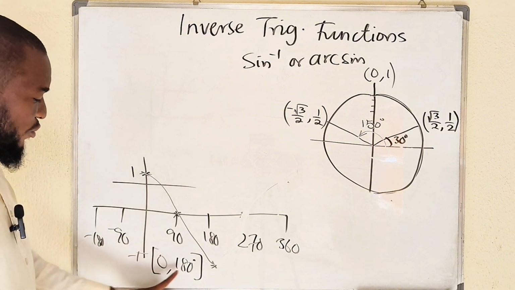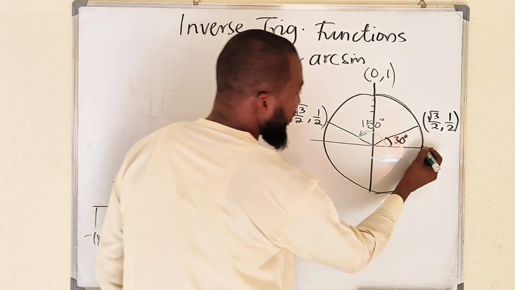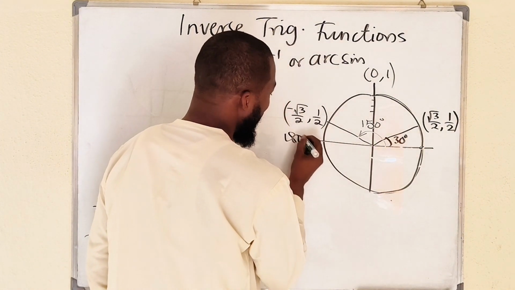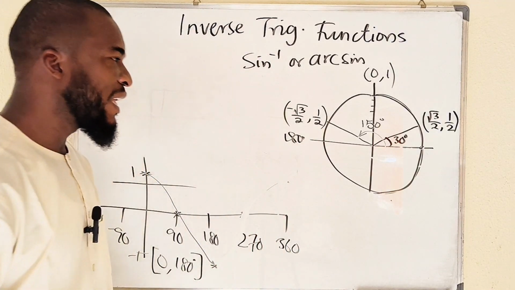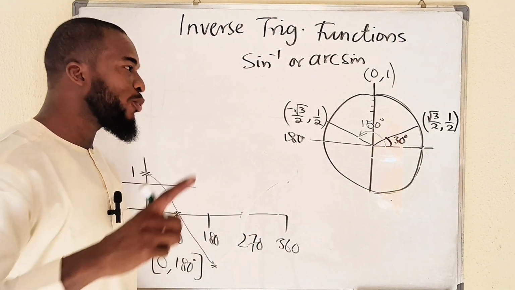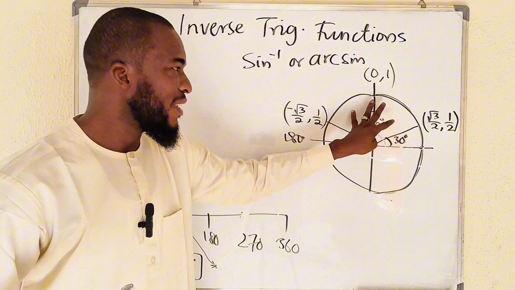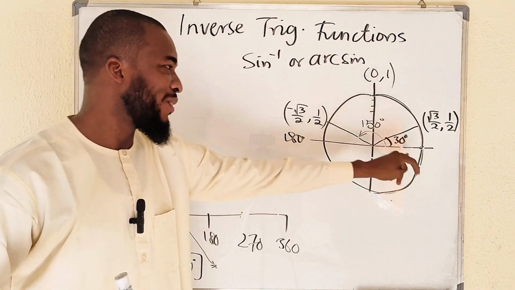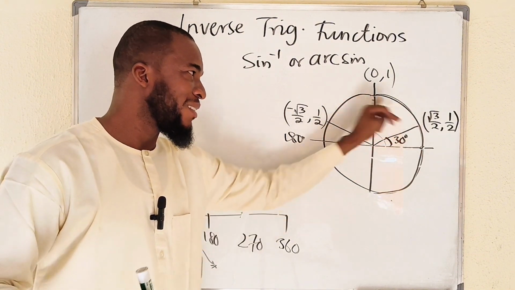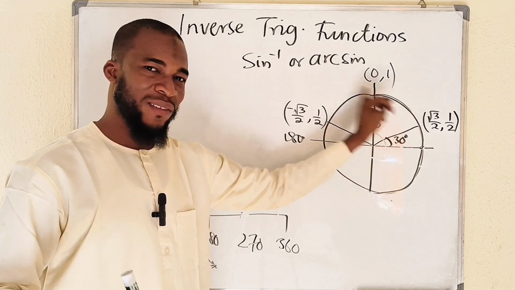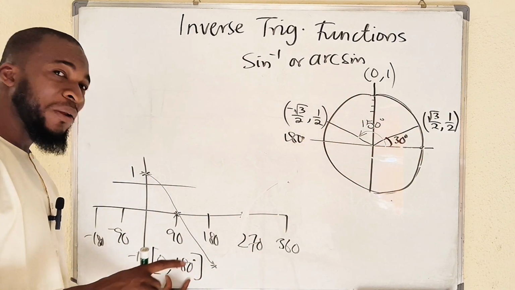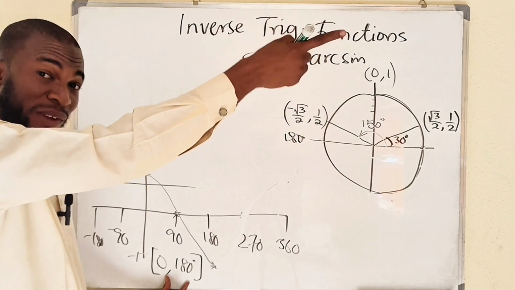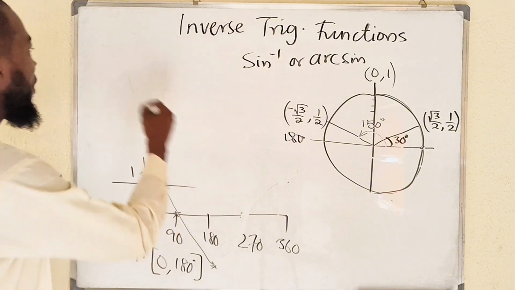So where is 0 to 180? This is 0, this is 180. So therefore, whenever you take the inverse of the output, it will give you the new output from 0 to 180 degrees. It will never go beyond this, because the domain will be the output, the range, in the inverse function. So just look at it.